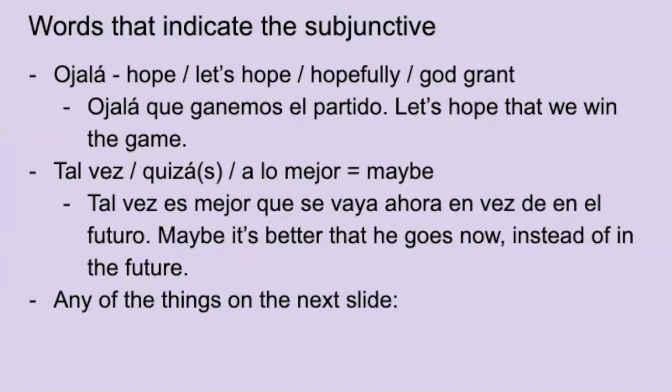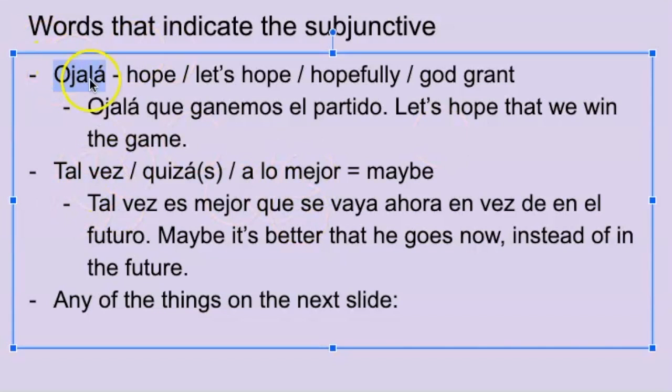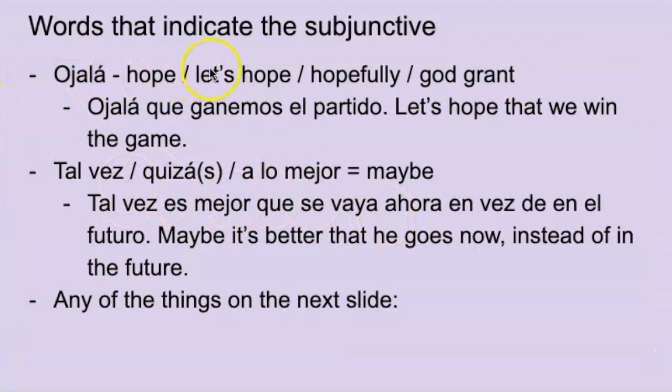Okay, so here are some indicators of the subjunctive. This one doesn't really count. This is the main one you're going to see. That 100% means subjunctive. This can possibly mean it, not always. So ojalá, which is hope, let's hope, hopefully, God grant. I've heard all of those before. So ojalá que ganemos el partido.